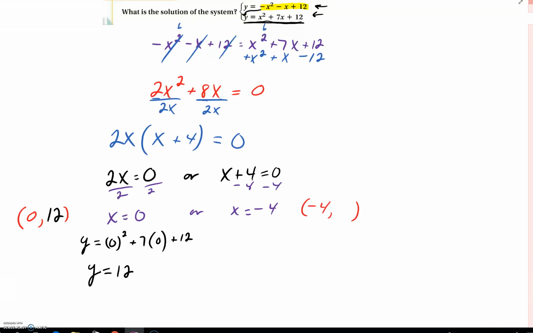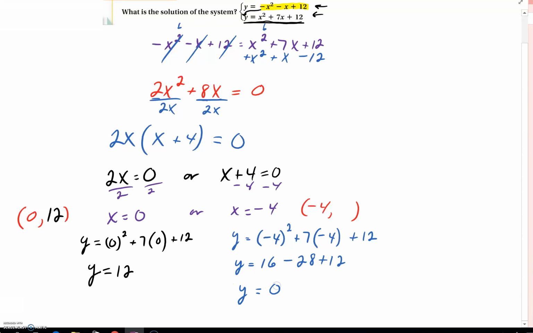All right, and then the next one, I'm going to plug it into the same equation. So we have y is equal to x squared, so y is equal to negative 4 squared, plus 7 times x, plus 7 times negative 4, plus 12. So then y is equal to negative 4 squared is 16. 7 times negative 4 is minus 28, plus 12. And 16 minus 28 is negative 12, plus 12 is 0. So when x is equal to negative 4, y is equal to 0.